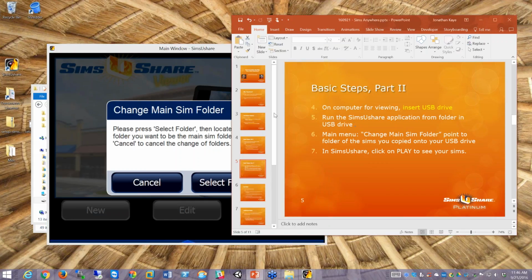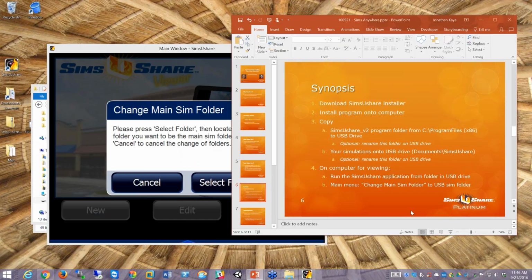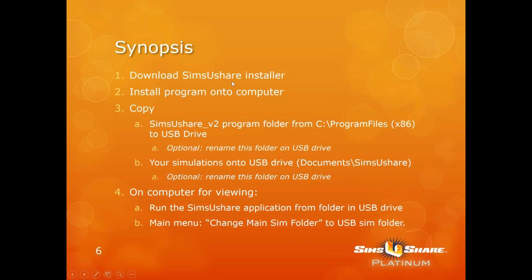So really, what we've done, there's a synopsis here. We've downloaded the installer, we installed the program, we copied the program files to the USB drive. I renamed it just for convenience when you're looking through a USB drive. I copied the simulation folder to the USB drive, and I renamed it. Then on the computer that you want to view the simulations, I just opened up that folder that I'd put the program in, and I ran the SimsUshare application.